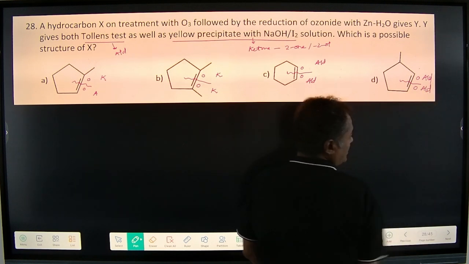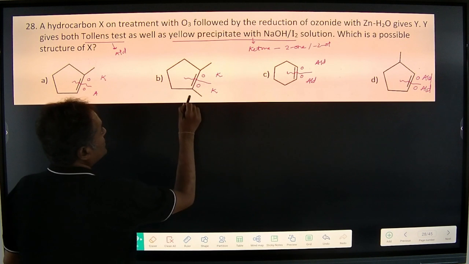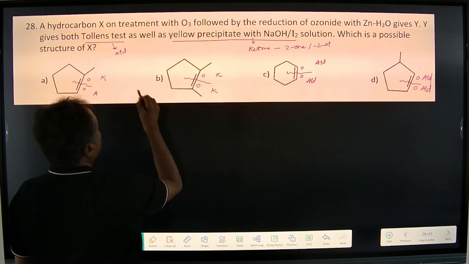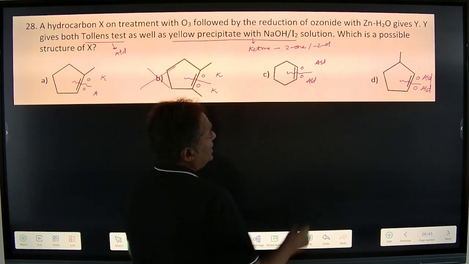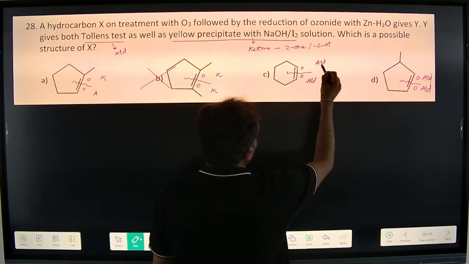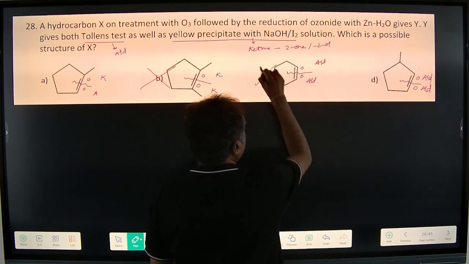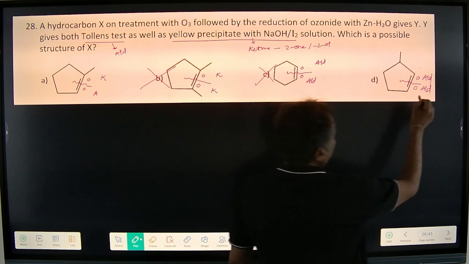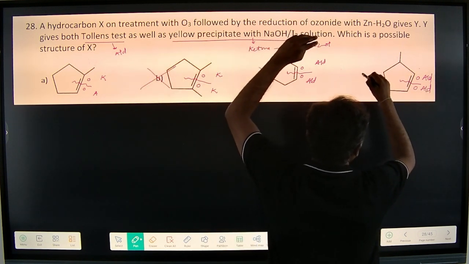Now, one thing is clear: as per our question, a ketone can give the iodoform test but cannot give Tollens, but here they say Tollens is also positive. So, this cannot be the answer. Here both aldehydes are there, which can give a positive Tollens test but will not give the iodoform test. So, this is also not possible, since our question says both will be there. In this case again you have two aldehydes. An aldehyde will give Tollens test, but not iodoform. Again this cannot be the answer.